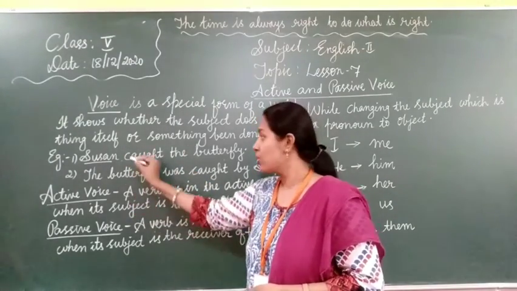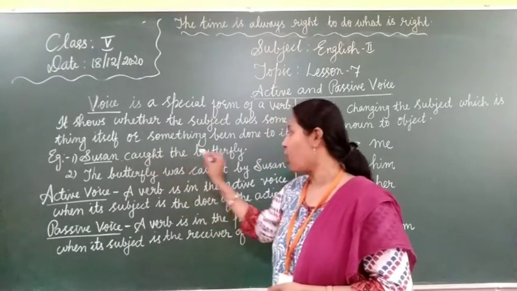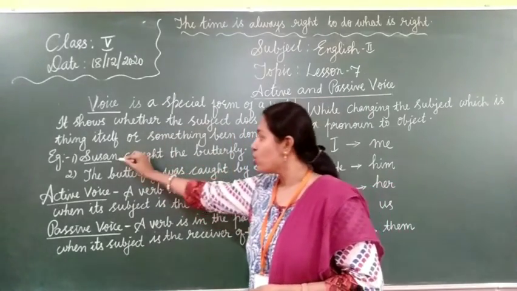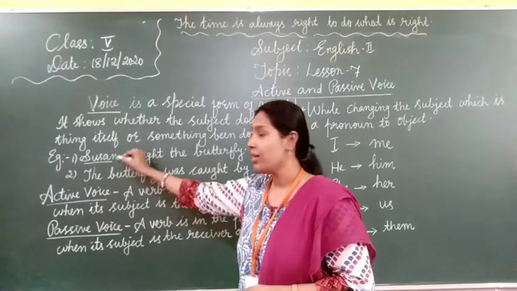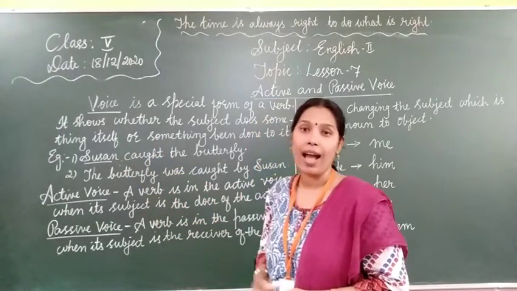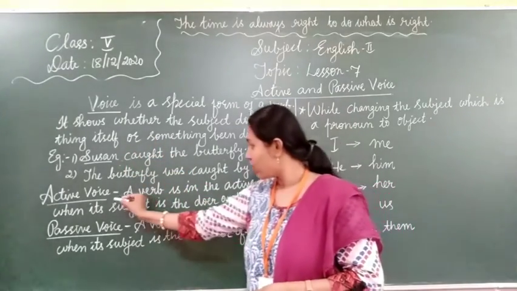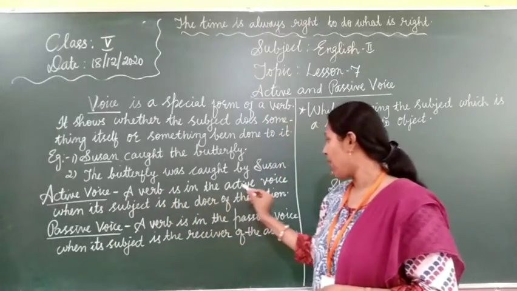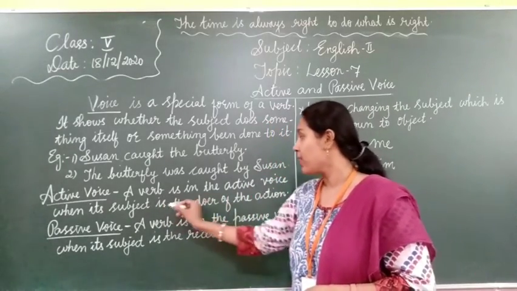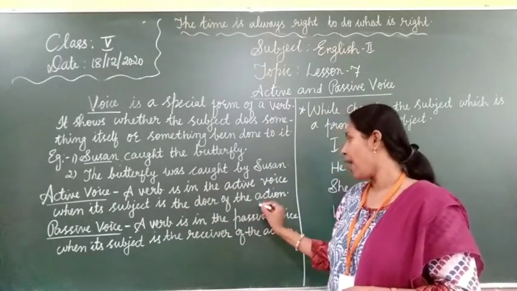She has caught the butterfly. So Susan here has done the action, so it is in active voice. What is active voice then? A verb is in the active voice when its subject is the doer of the action.